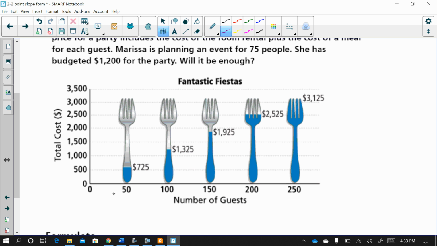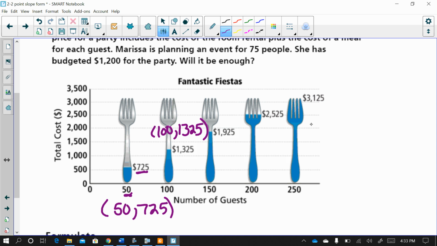Notice the graph shows you how much money for how many guests. So it looks like I've got points here. This looks like the point 50, 725. This looks like the point 100, 1325. Okay, 150, 1925, 200, 2525, 250, 3125. Notice I do not have my y-intercept.